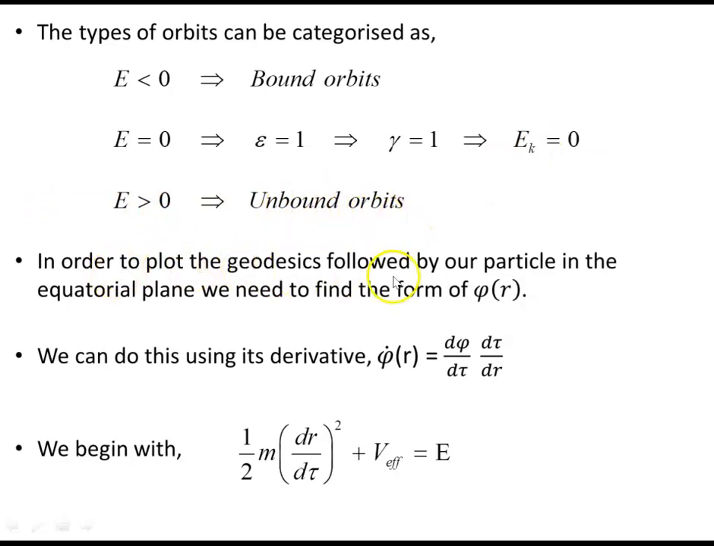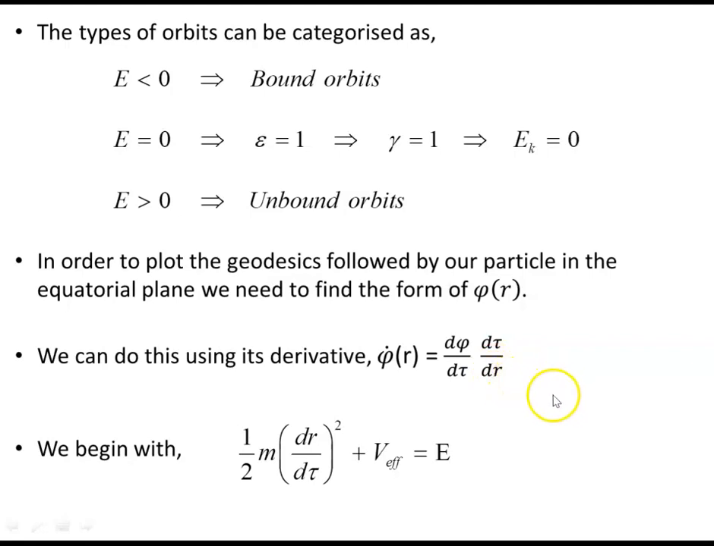Now, in order to plot the geodesics followed by our particle in the equatorial plane, we need to find the form of phi of r. We want the azimuthal angle phi as a function of r. So we can do this using its derivative, which we get from d phi d tau times d tau dr. That's from the chain rule.